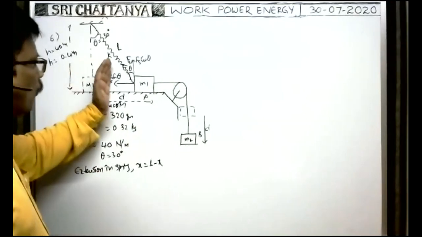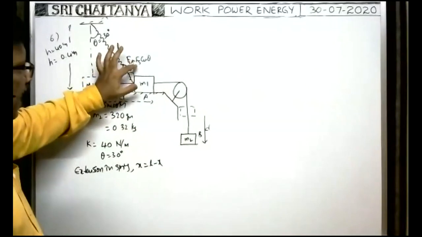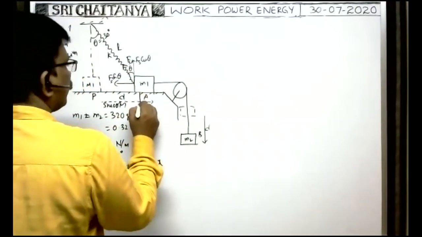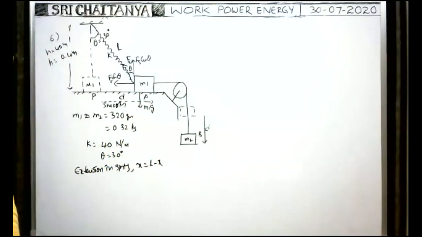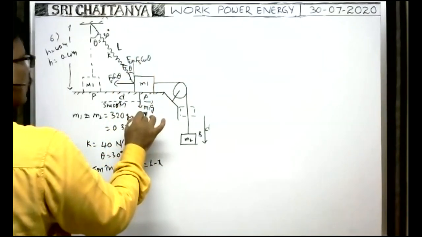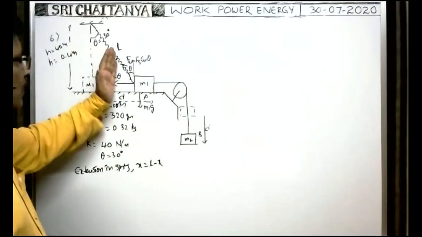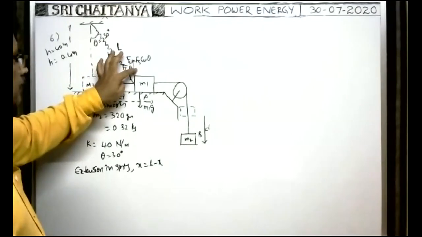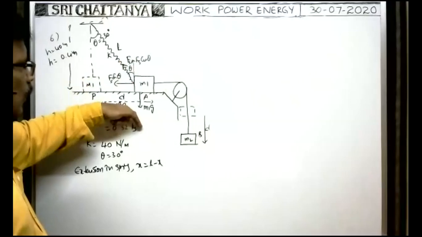Whenever the block moves in this direction, the spring force acts on the block and balances the weight. Weight M1g acts vertically downwards. Whenever this Fs cos theta is equal to M1g, then, as long as the block moves in this direction, the Fs cos theta component here acts upwards and this is downwards.